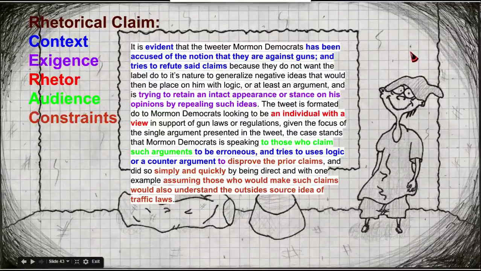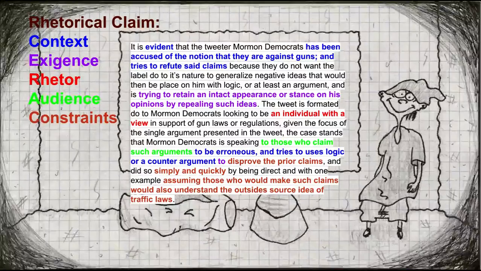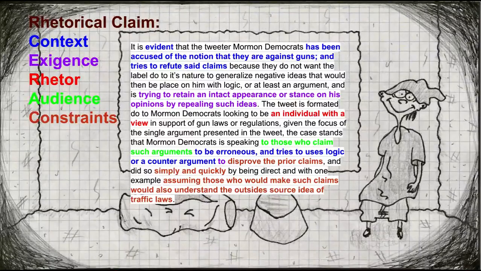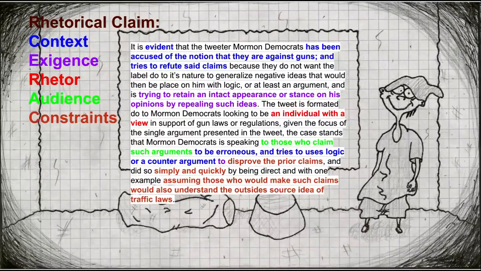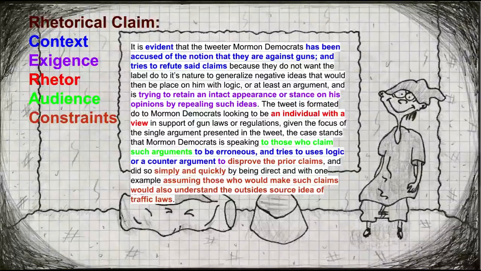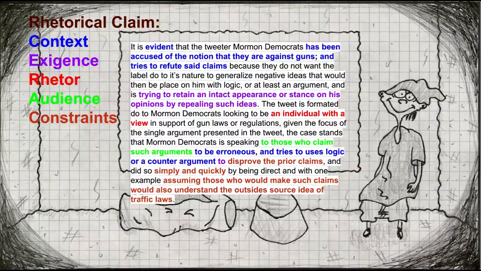So I added some fancy words to this, but there are three ideas going on: a claim has been made against... I can only say it when I'm reading the sentence. The tweet is formatted to... I can't even say it anymore. That first word, I can say Democrats. So Democrats have been accused of being anti-gun, and they refute that.